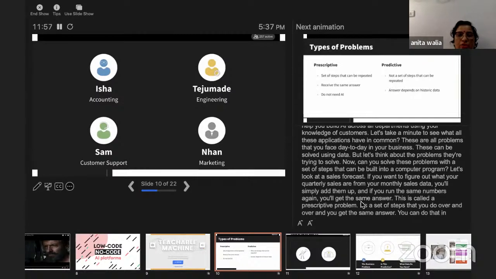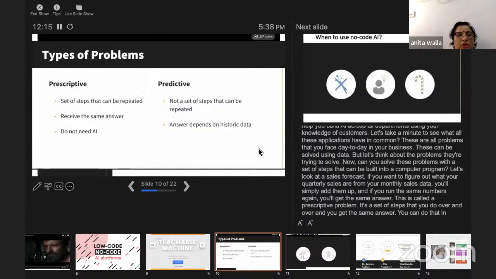So no-code AI can use the previous or historical data to build an AI model or train an AI model to predict, okay, and help in taking decisions, right? Now let's see, there can be a problem which these people want to solve. So what types of problems can a particular AI model solve for the people I have just shown you, like Sam or Teju and all these people, or Isha? The problems which a particular no-code AI can solve are prescriptive or predictive.